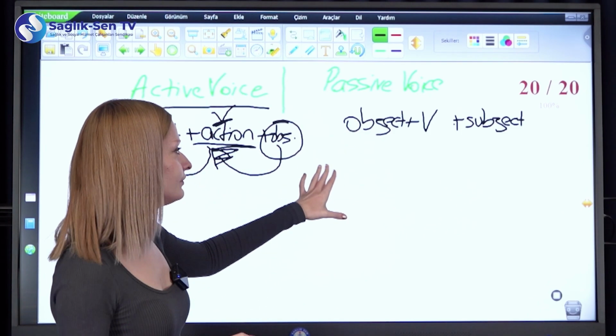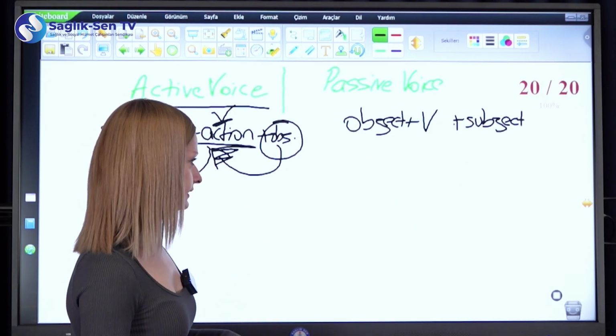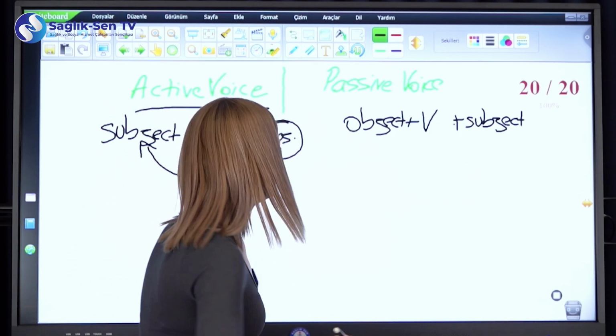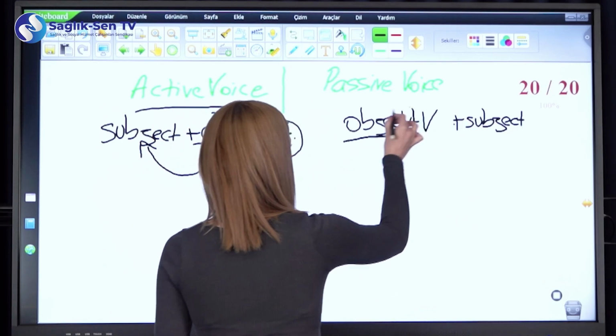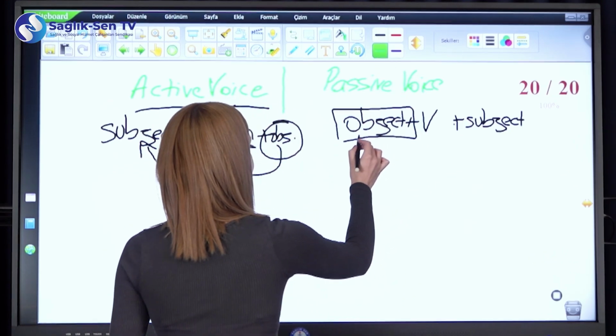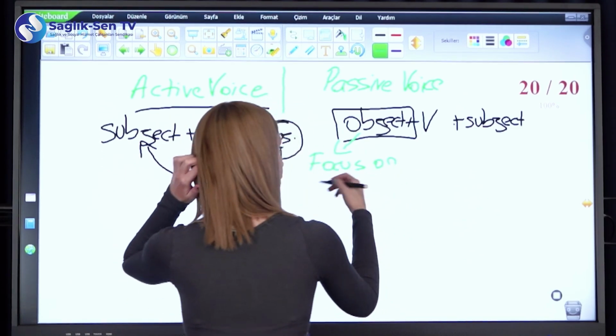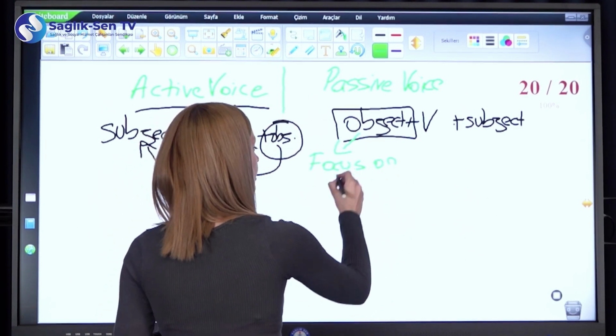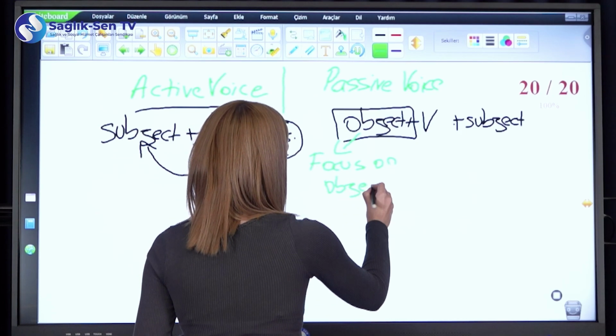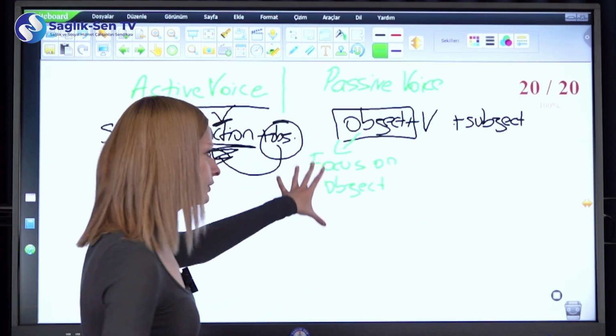The reason why we put objects in the beginning can be that if we want to focus, draw attention or focus on objects, we use this one.